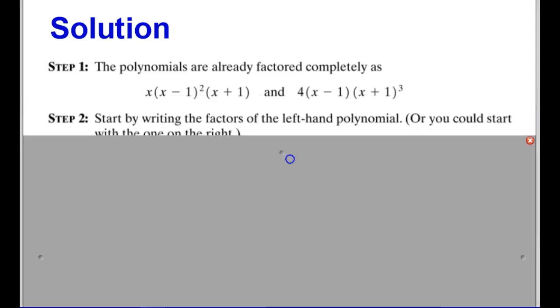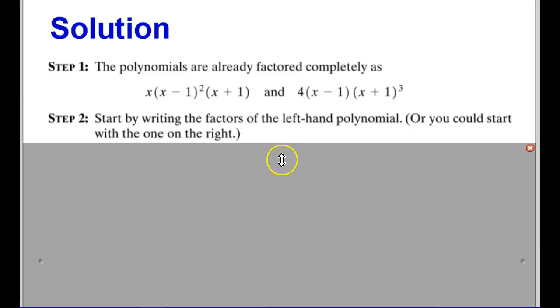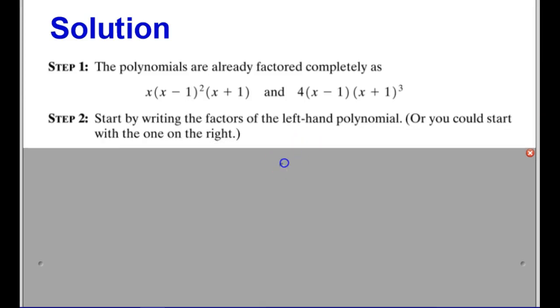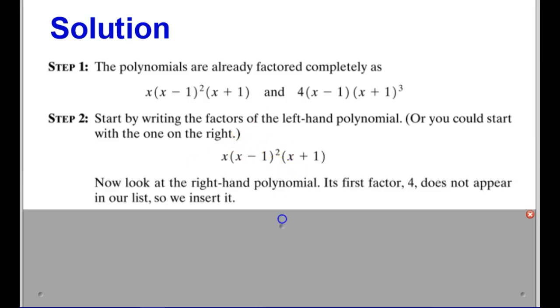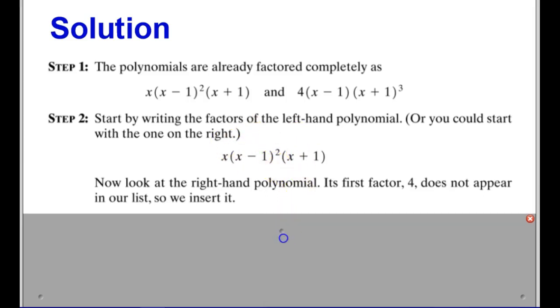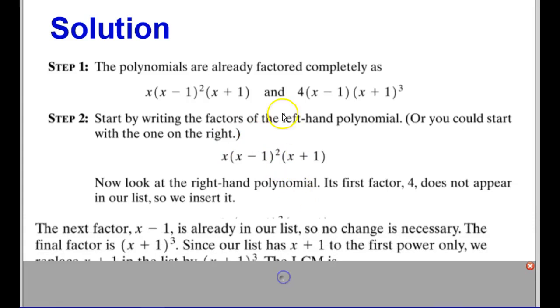So step 2, I'm going to start with my left-hand one. Doesn't matter, but we just start generally with the left. So write down all of the factors of that left one. So now I'm going to add in any factors of the right one that I don't already have here. So I see that 4. I don't have a 4 already here, so we insert this. So it's going to be a 4x.